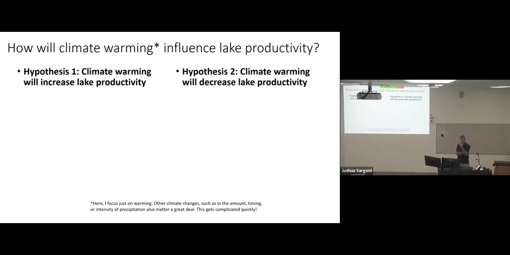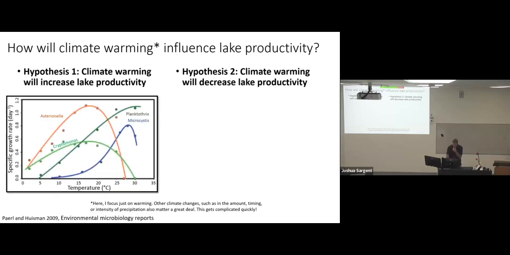The first hypothesis is climate warming will increase lake productivity, just due to the temperature dependence of primary production, for example. We would expect to see an increase in productivity as temperature goes up. And we would even more specifically expect to see more cyanobacterial blooms or harmful algal blooms.